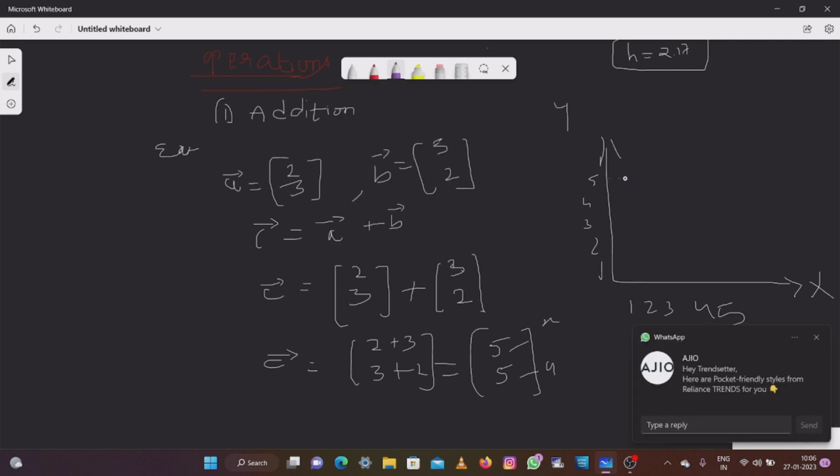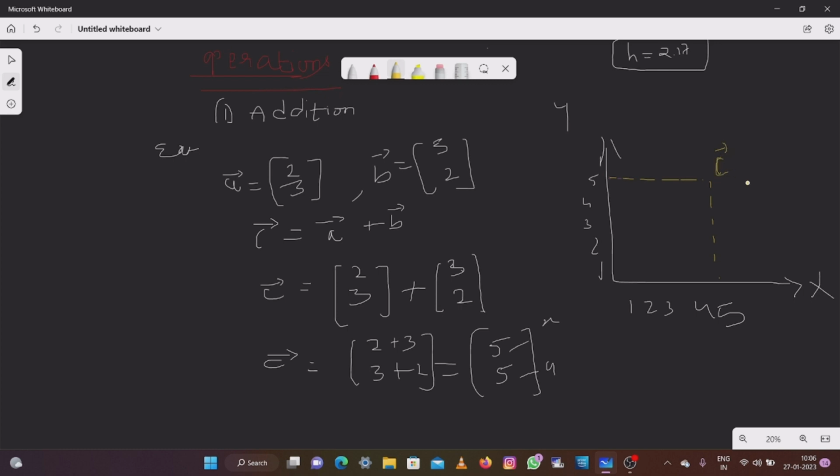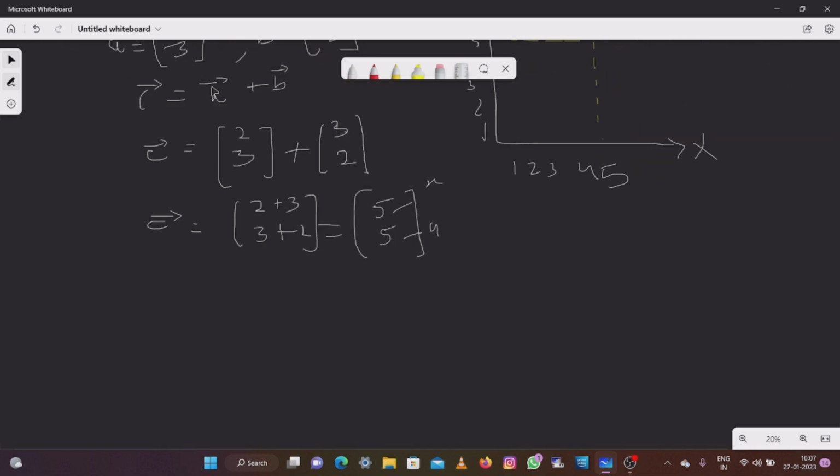Here, it's not working, so I'm taking the color yellow. Yes, this is the c value, the c bar value. So simply we have applied the vector operation for adding, and we have represented it in the graphical method also. And the next operation, let's move into that.